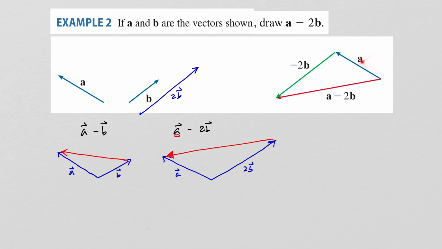Here is the vector a. Here is the vector negative 2 times b. And then we're simply doing a plus negative 2 times b. But I want you to notice that this vector here is the same as the vector I got here. So you can take either of these approaches to subtracting vectors. You just got to make sure that you pick a method that works for you.